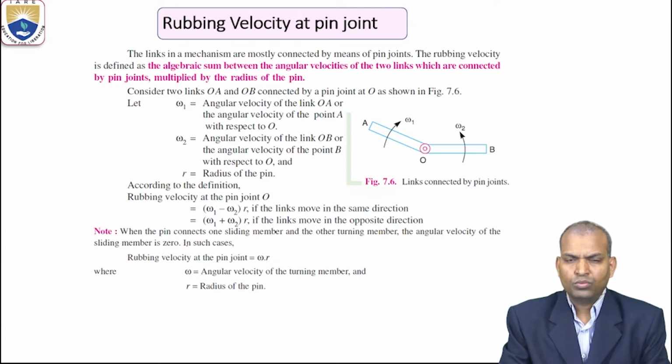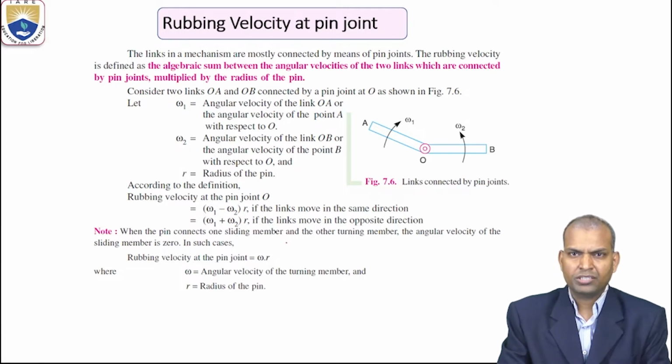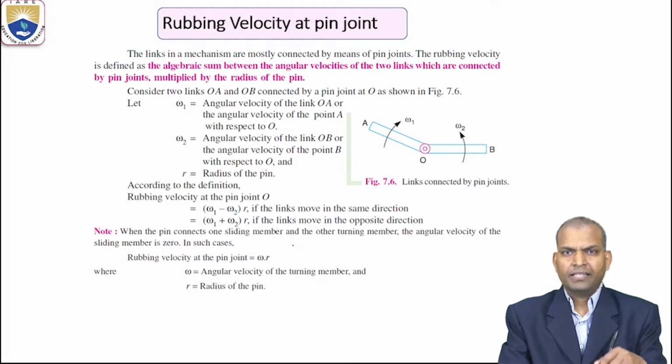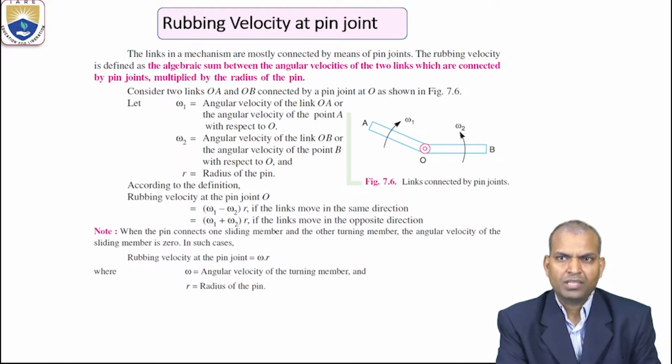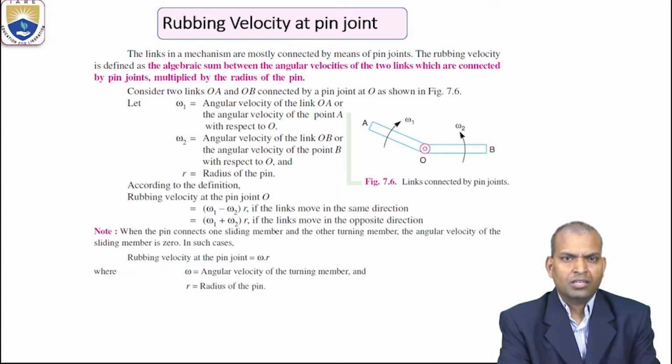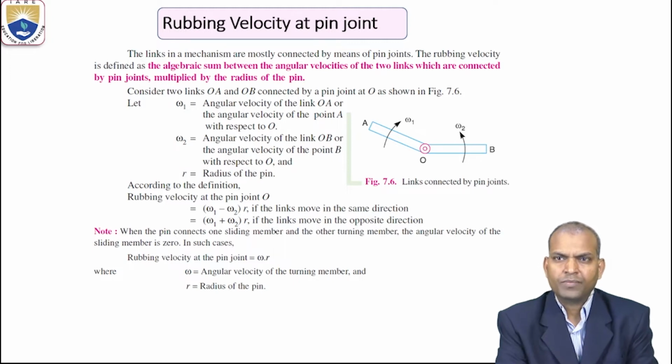Whenever two links are rotating relative to each other and those two links have different angular velocities, the difference of angular velocities, or algebraic sum of angular velocities, multiplied by the radial distance of the pin joint or pin, is known as rubbing velocity.